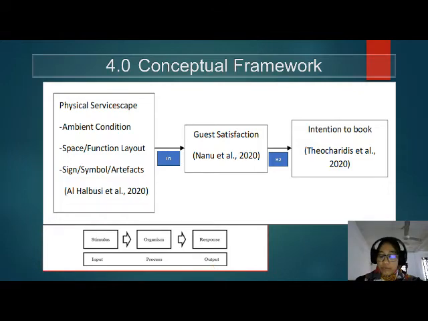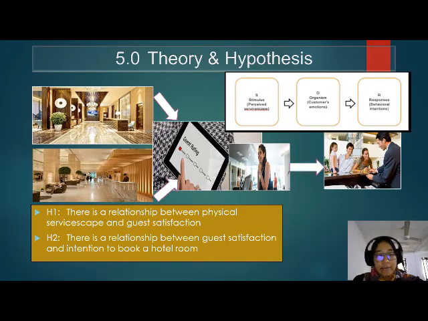Next is the theory and hypothesis. This study will use the SOR theory, stimulus, organism, and response. If we look at the diagram here, these are examples of servicescape. Let's say guests are satisfied with the servicescape. At the end of the process, the intention to book a hotel room, whether they will book the hotel room or not, is based on the condition of the servicescape.